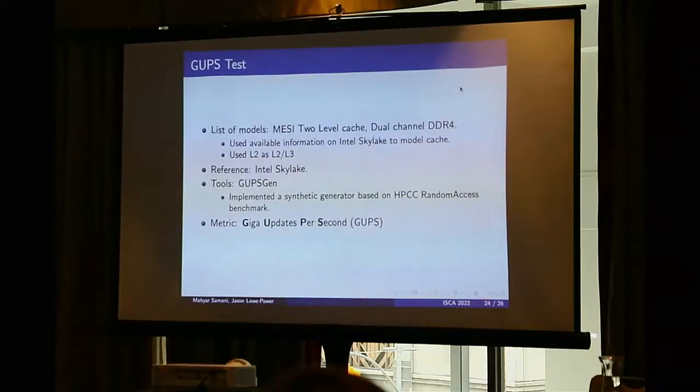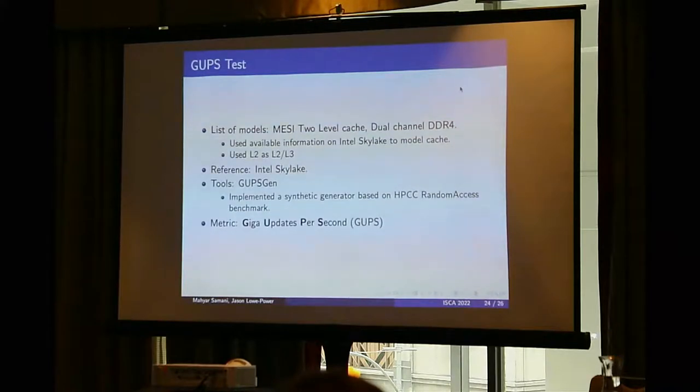So let's see if we can put two verified models together and build another verified component, which is more complicated. What I did here was to take that MESI two-level cache and configure it to be as much as possible like Intel Skylake caches. I used a dual channel DDR4 as the backing DRAM. To test this system, I used GupsGen, which I implemented using the specification of the HPCC RandomAccess benchmark as a synthetic traffic generator in gem5. The metric here would be giga updates per second.